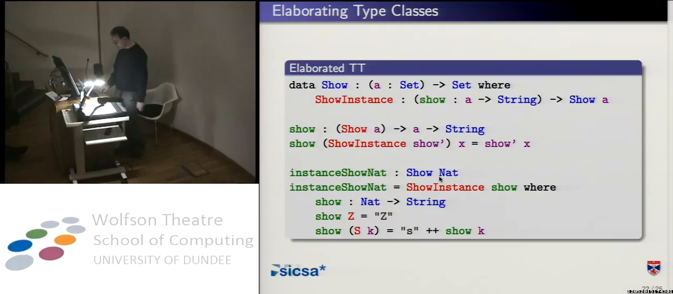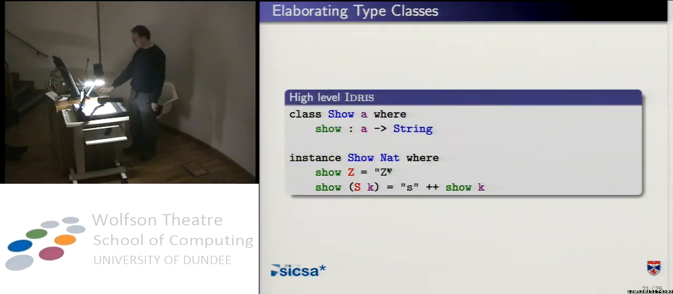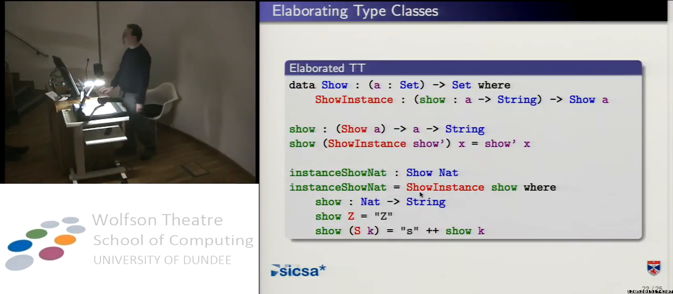And then to make an instance, essentially what we've done is take this definition of show and do a bit of, you know, copy-paste work to generate the type and copy that show function in. And that's pretty much all the elaborator has to do to give us type classes.